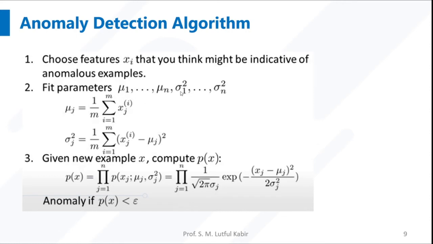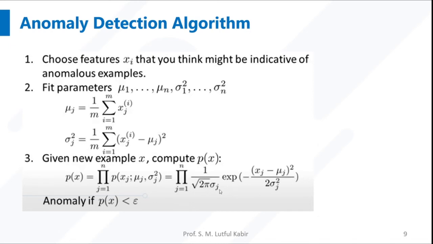mu1 up to mu n and sigma1 square up to sigma n square, and the formula is given by mu j and sigma j square. This is the formula that we have described in the earlier article. And for a given example, that means a test example, compute p(x). p(x) means probability of x, and that is given by the product of j varying from 1 to n. And if you elaborate, the function is the one that we have already discussed.